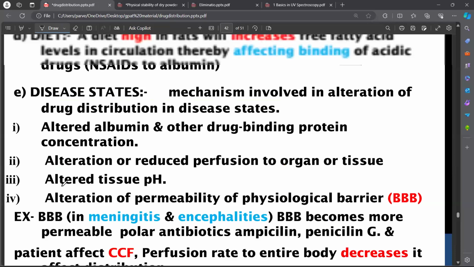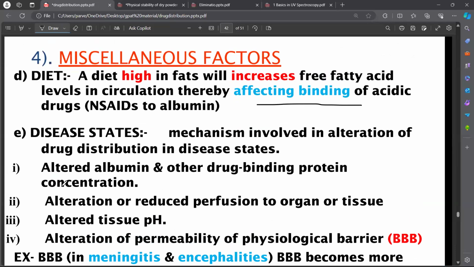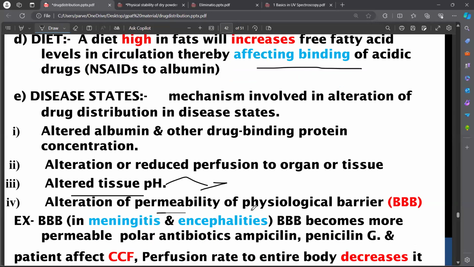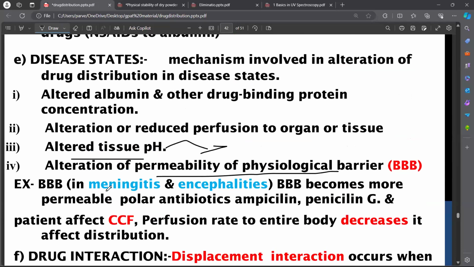Next, the disease state. During the disease state, there can be tissue damage. There can be an up-regulation or down-regulation in the plasma proteins, which can overall affect distribution. There can also be altered or reduced perfusion to the organ or tissue, and altered tissue pH. As I mentioned, in cancer the pH becomes acidic. Alteration of the permeability of the blood-brain barrier due to damage, as in meningitis and encephalitis, makes the BBB more permeable to polar antibiotics.